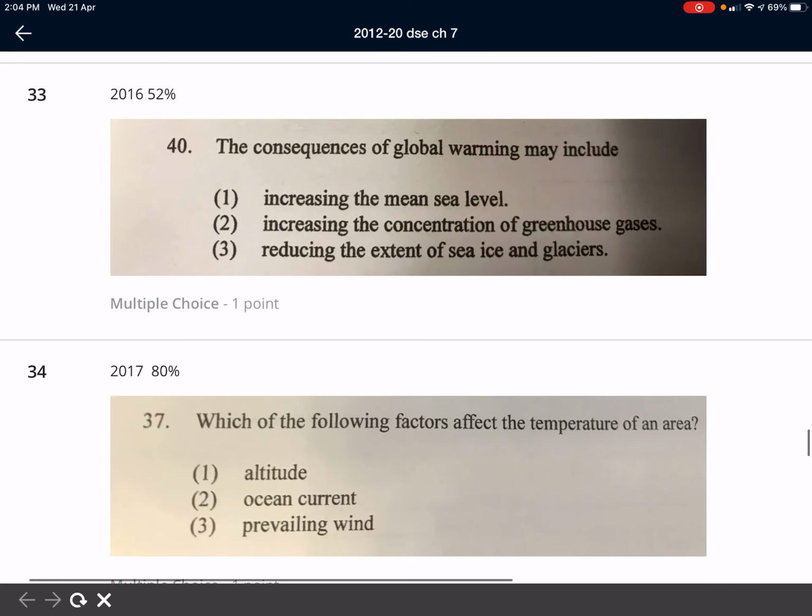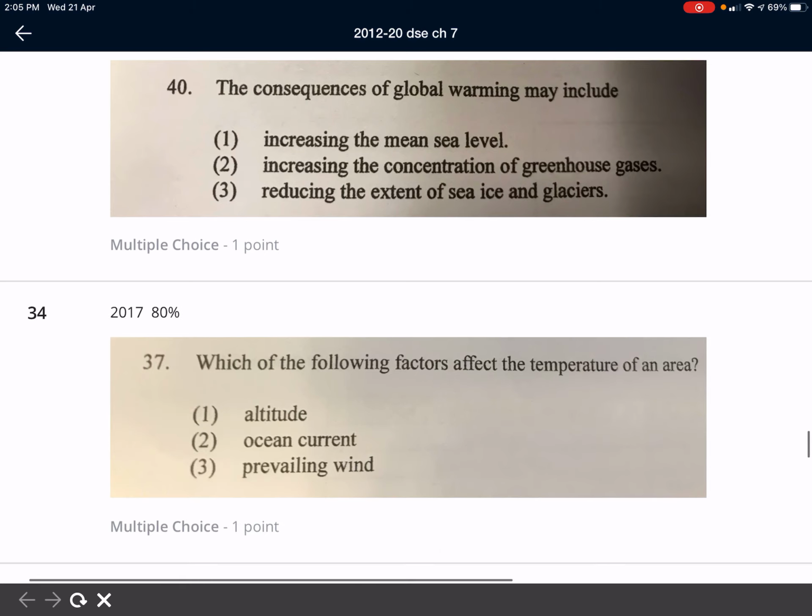Okay, number 33. The consequence of global warming may include increasing the mean sea level. True. Okay, increasing the concentration of greenhouse gas. Because we are having the greenhouse gas and then we are having the global warming, so it's not the consequence of global warming. Instead, it should be the cause of global warming. So accordingly, number 2 is not correct. And how about reducing the extent of the sea ice and the glacier? This is also correct. So number 1 and 3.